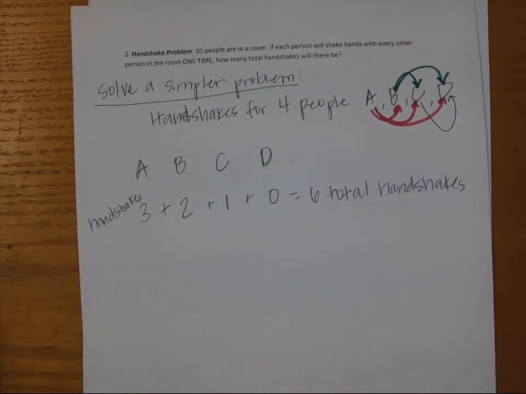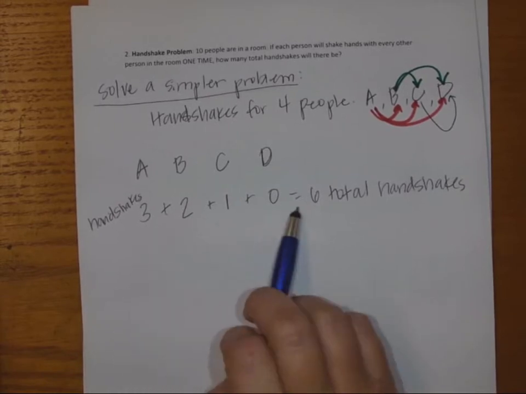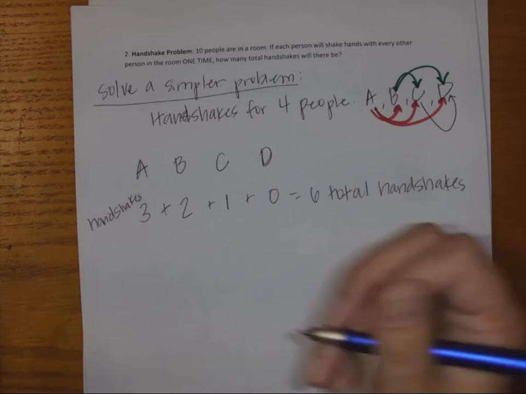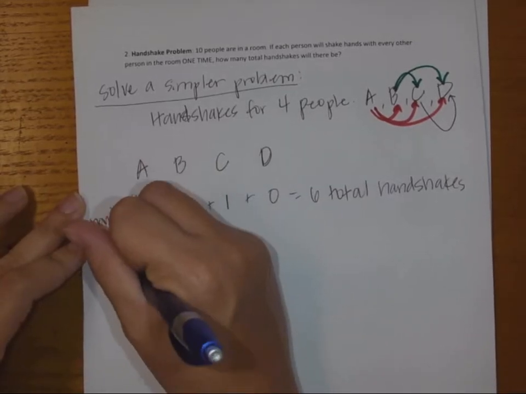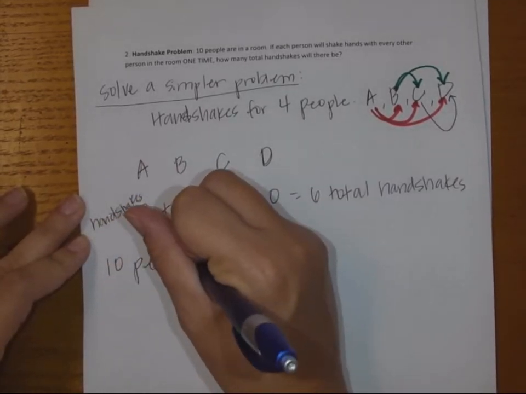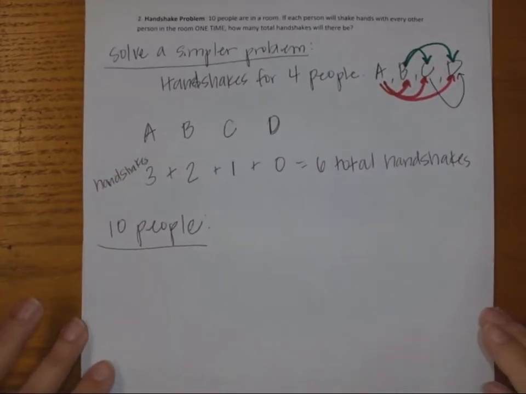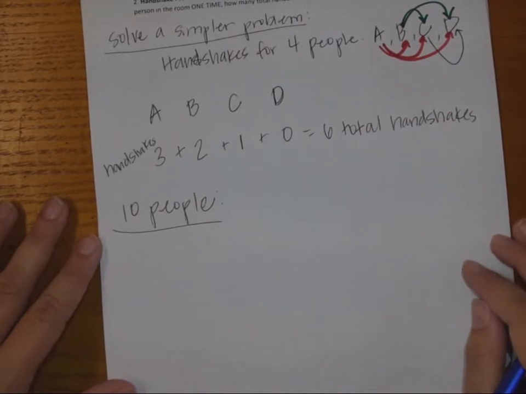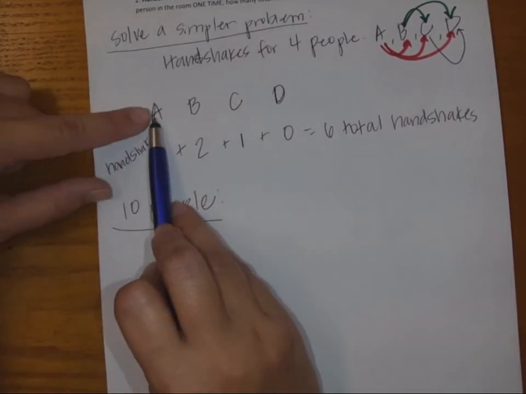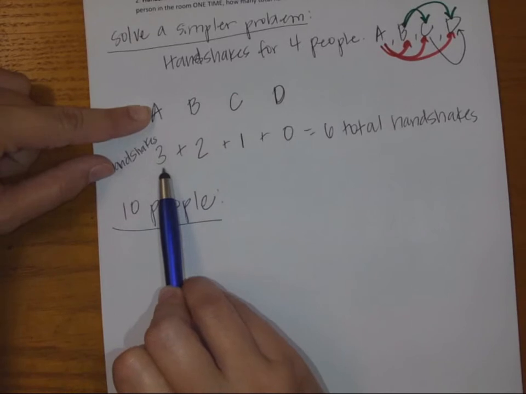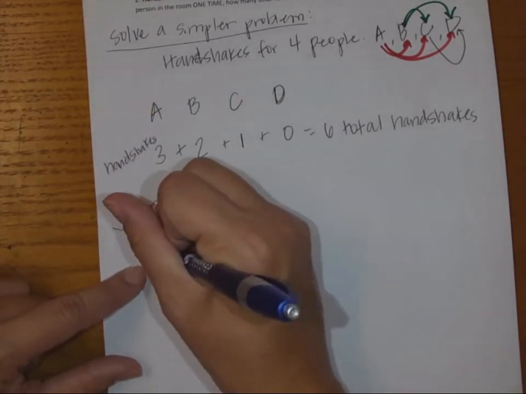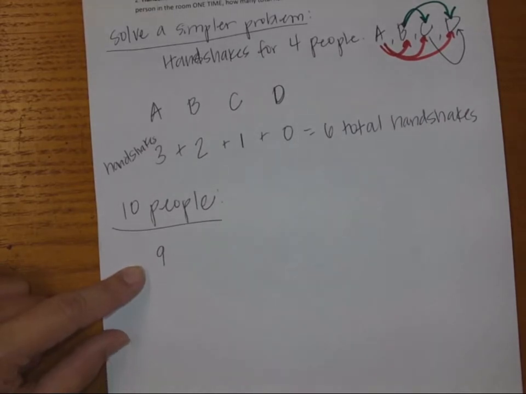Okay, so can I use that pattern to now do a bigger problem? Sure, that's an easy pattern. 3, 2, 1, 0. Okay, so for 10 people, handshakes for 10 people. You could put your letters up if you wanted to, A, B, C, D, all the way up to however many 10 letters would be. Person A, if there were 4 people, they only shook 3 hands. So the first person would be how many handshakes? 9 handshakes, because they don't shake their own hand.